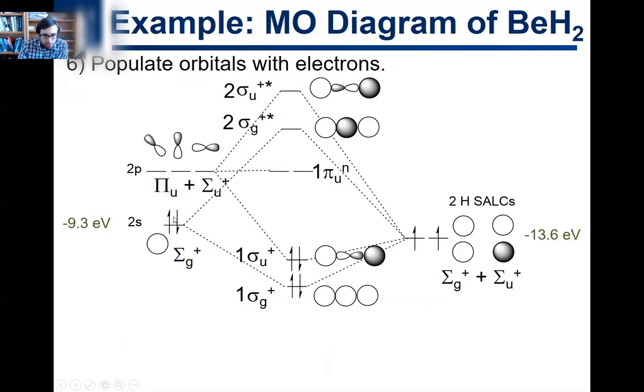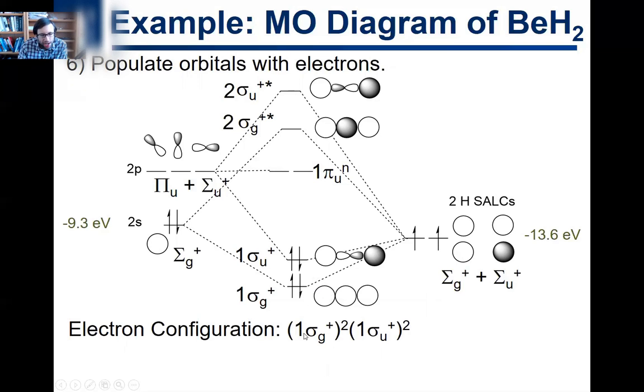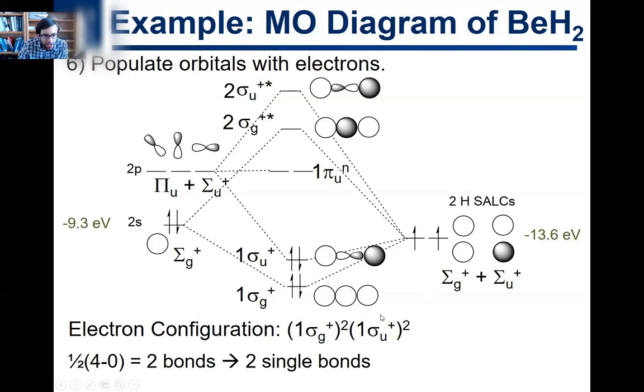Anyway, so you have 2 valence electrons in beryllium, 2 valence electrons for the 2 hydrogens. That means you have a total of 4 valence electrons. We could write out the electron configuration for this molecule just like you would for an atom. But now instead of saying 1s2, 2s2, 2p6 and all that, now we're saying 1 sigma g plus 2, 1 sigma u plus 2. Okay, that's the electron configuration. And we could do 1/2 times the number of bonding electrons minus the number of anti-bonding electrons. And you'd get, there's 4 bonding electrons. There's no anti-bonding or non-bonding electrons. So that gives you 2 bonds.